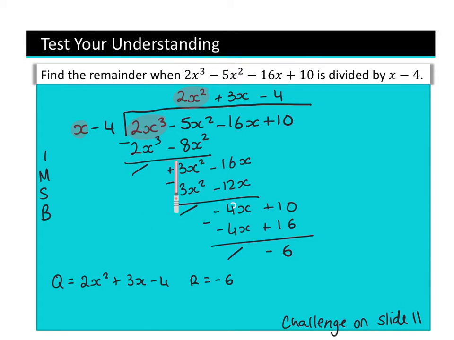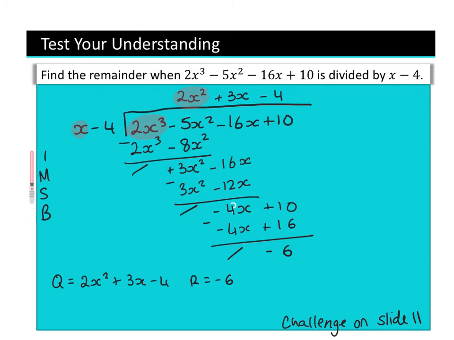So then, once we've got this ready, I start the whole process again. I say, how many x's go into 3x squared? This is the same as 3x squared divided by x. The answer is 3x. So I put the 3x up here. I then multiply 3x by x to get 3x squared, and I multiply 3x by negative 4 to get negative 12x. I now subtract both of these from each other. So 3x squared minus 3x squared is 0. Minus 16x minus 12x is minus 4x. I then bring down the last term, plus 10.